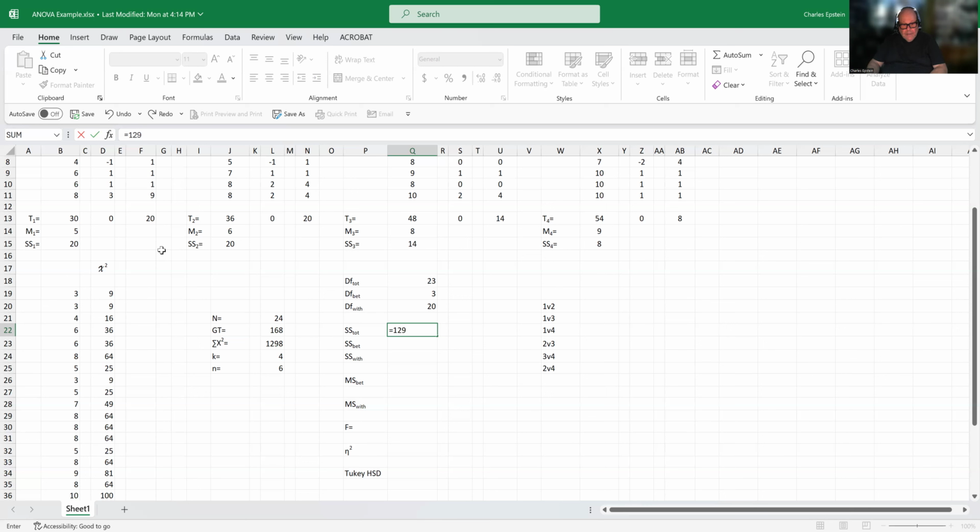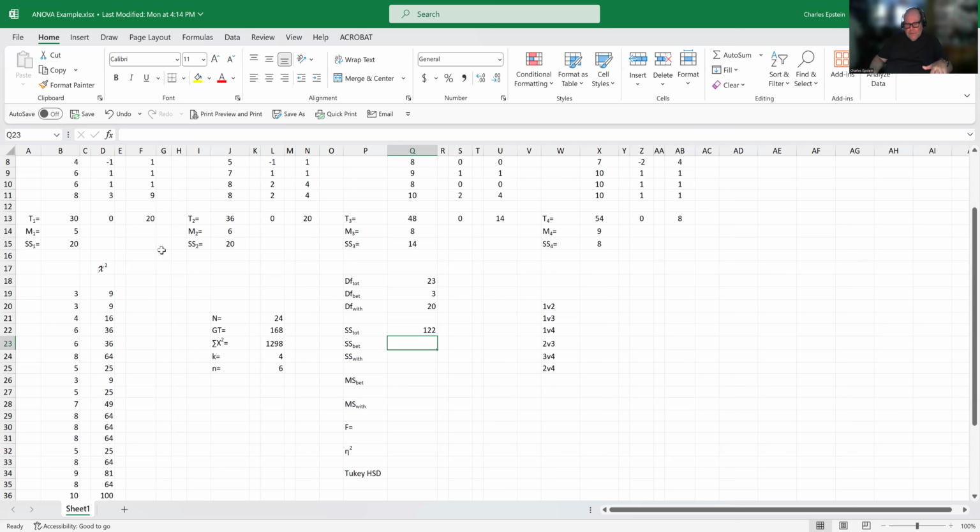1,298, right? Minus gt, which is 168, and we're going to square that. Divided by n, which is capital N, which is 24. All right, let's see what this does for us. Okay, there it is. So we have 122. So summation x squared minus gt squared, divided by n, is 122.